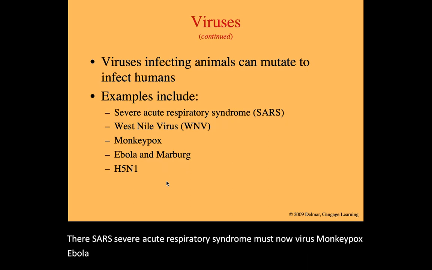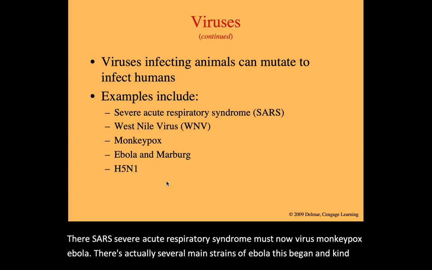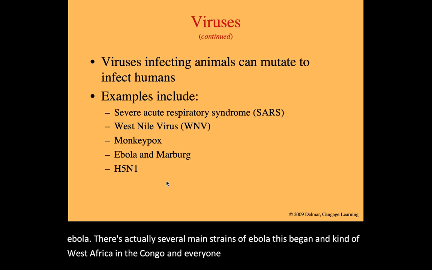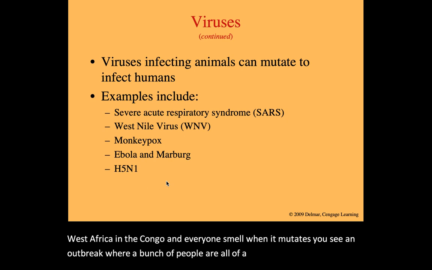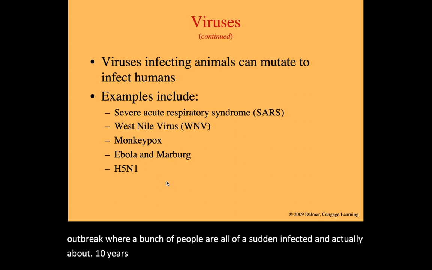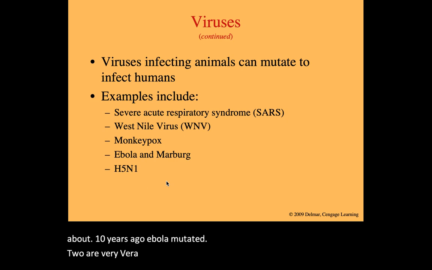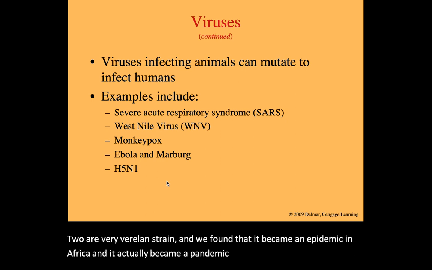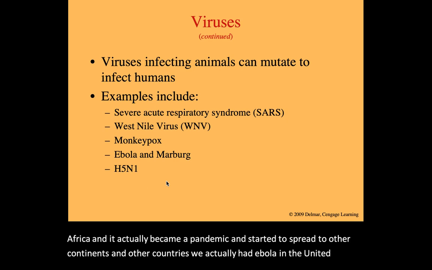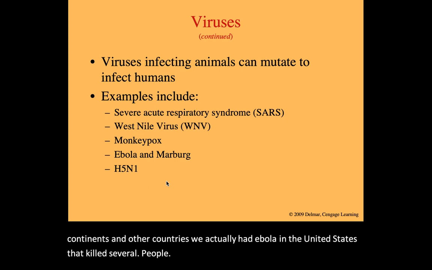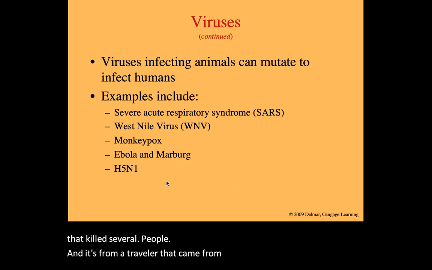There's actually several main strains of Ebola. This began in kind of West Africa in the Congo, and every once in a while when it mutates, you see an outbreak where a bunch of people are all of a sudden infected. And actually about 10 years ago, Ebola mutated to a very virulent strain, and we found that it became an epidemic in Africa, and it actually became a pandemic and started to spread to other continents and other countries. We actually had Ebola in the United States that killed several people, and it's from a traveler that came from Africa.